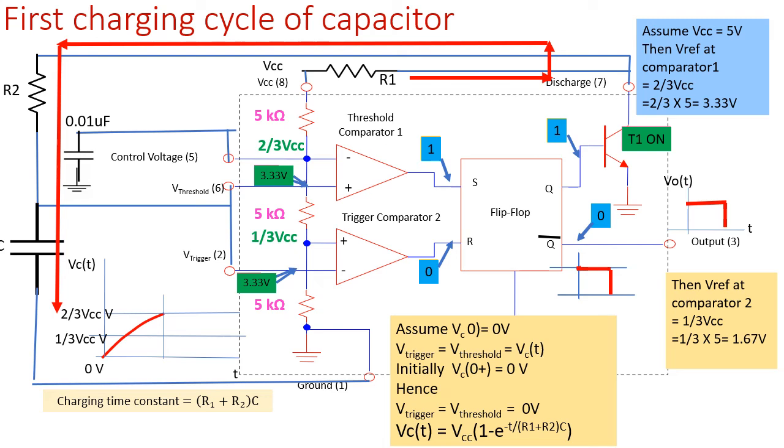Because of this change in the voltage, my transistor T1 will be on. So my transistor is on. Now the next operation we will see in the next slide.